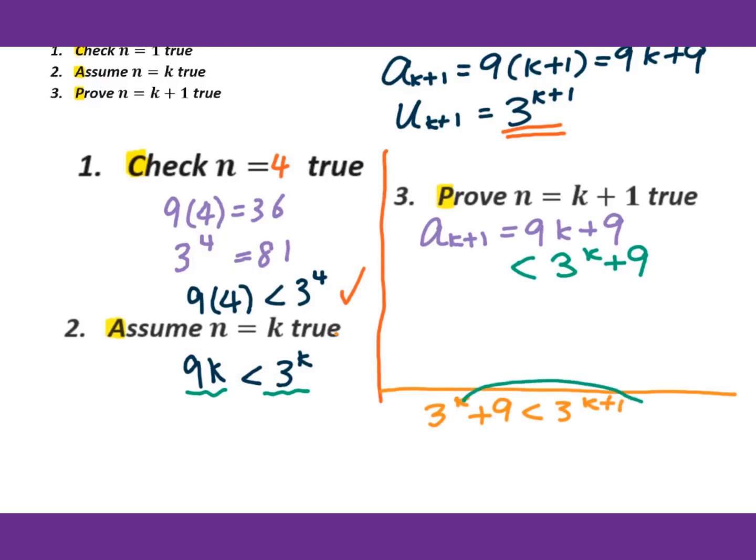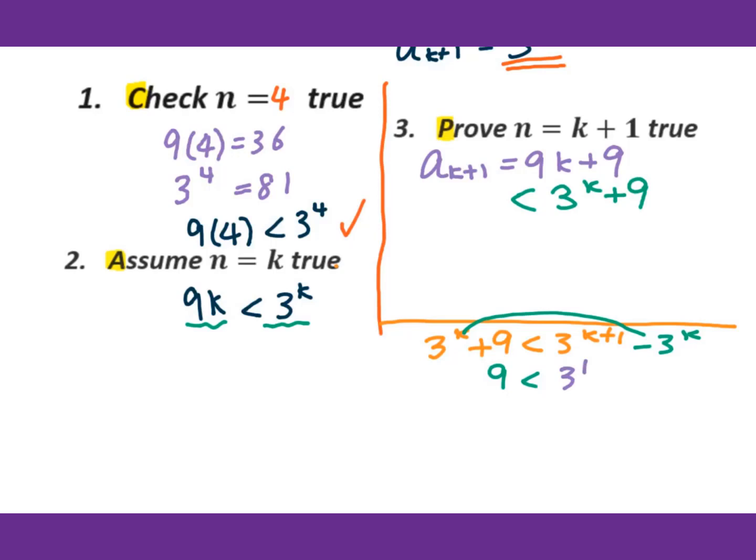Then you need to subtract 3 to the kth power from both sides. You get 9 less than 3 to the k times 3 to the 1st power minus 3 to the kth power. Then for the right side, I can get 3 to the k times 3 minus 1, which means 3 to the k's power times 2. Basically, we just need to check, is it 9 less than 3 to the k times 2?